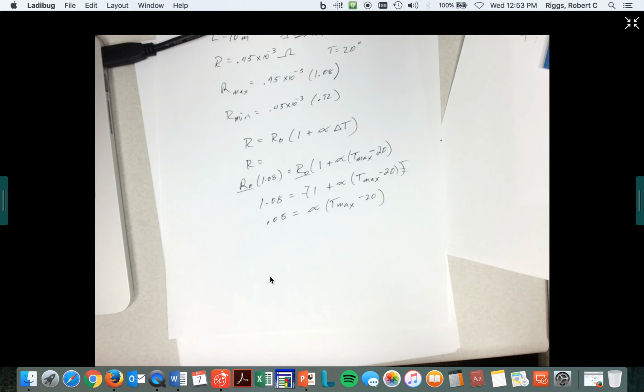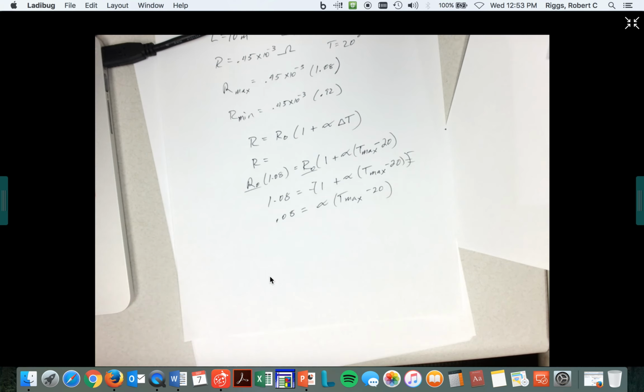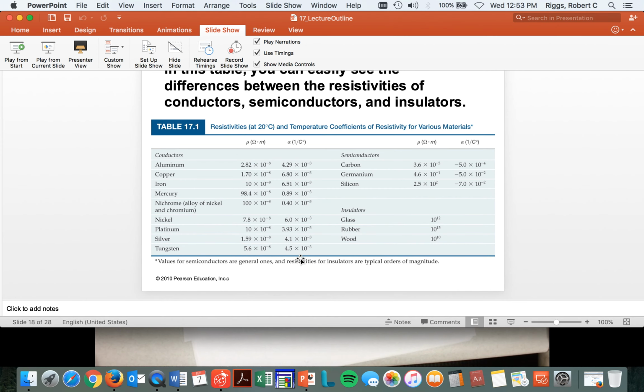That's pretty easy, because you know that for aluminum, alpha is 4.29 times 10 to the negative 3. And then you're going to do yours for copper. All right, but that's T max.